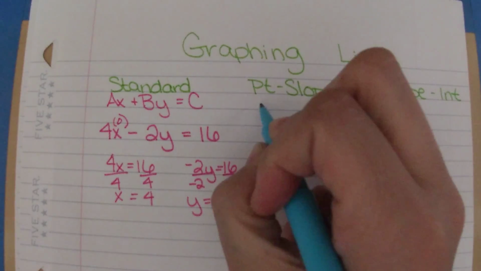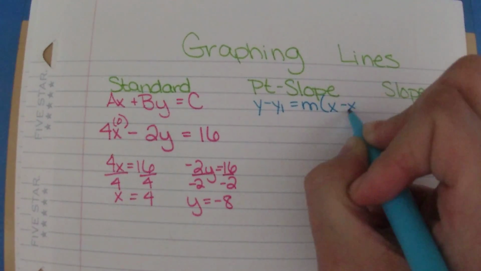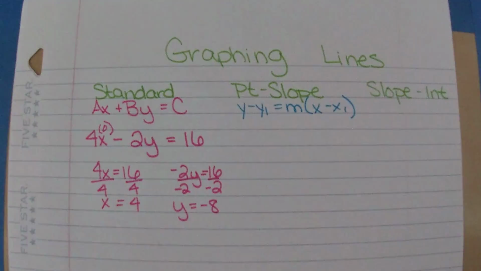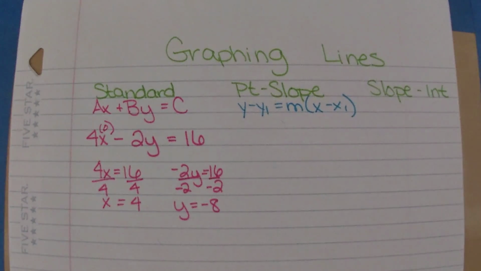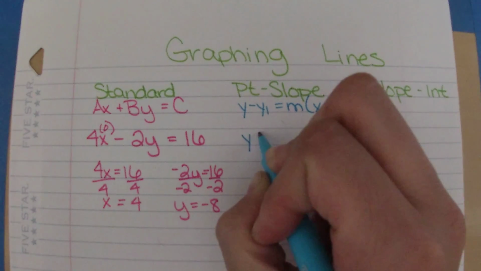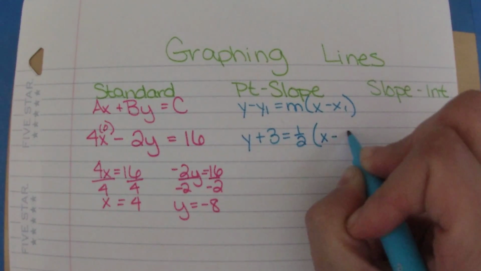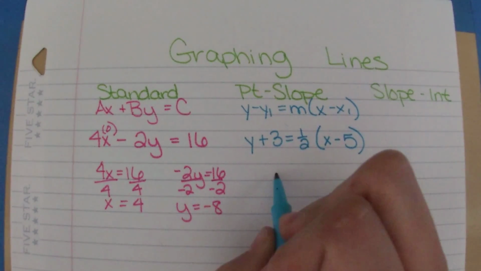Point slope form was our format of y minus y sub 1 equals m times x minus x sub 1. Okay, there were 2 things that we could find in point slope form, and that was a point and a slope. Okay, remembering that slope is always represented by the letter m. So if we have something like y plus 3 equals 1/2 times x minus 5, okay, we can find the slope, which is our m.